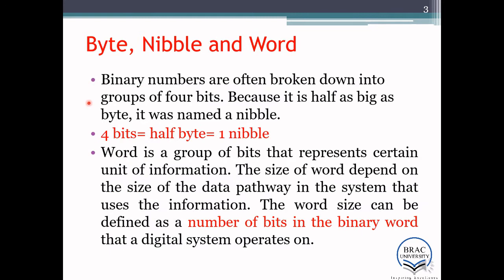Binary numbers are often broken down into groups of 4 bits because it is half as big as a byte. It is named a nibble. So 8 bits equals 1 byte, but 4 bits equals half a byte. This is called a nibble.